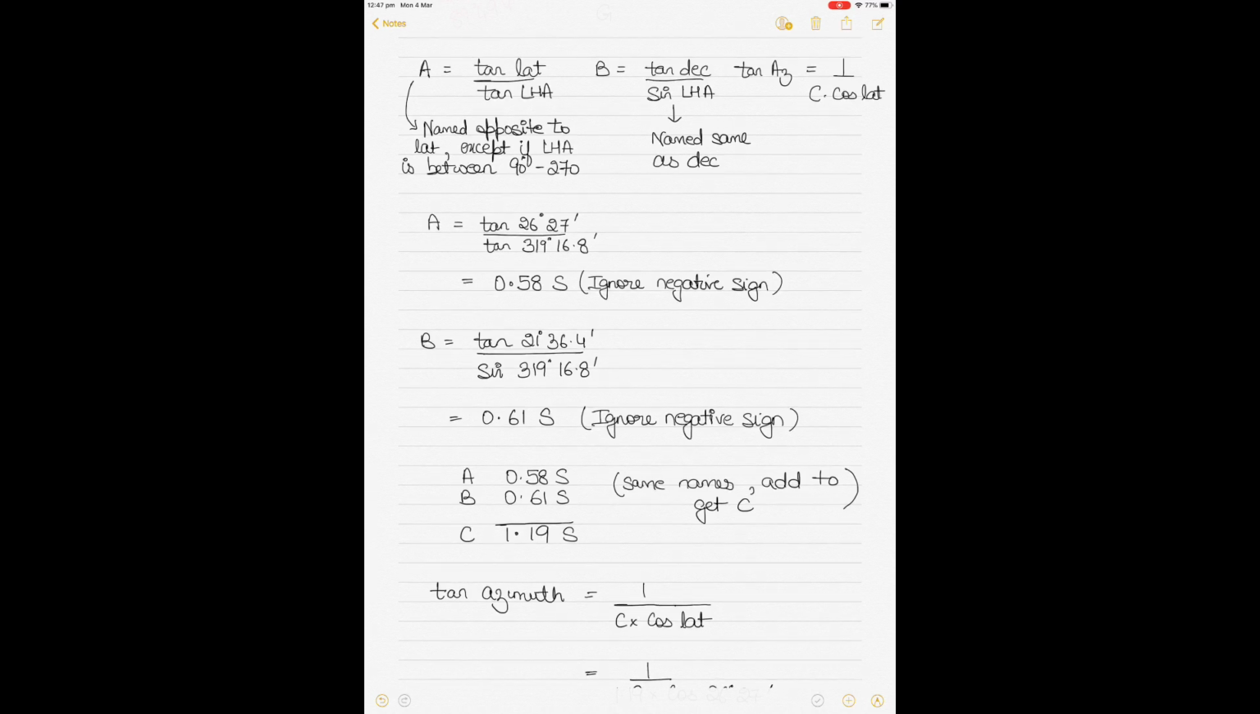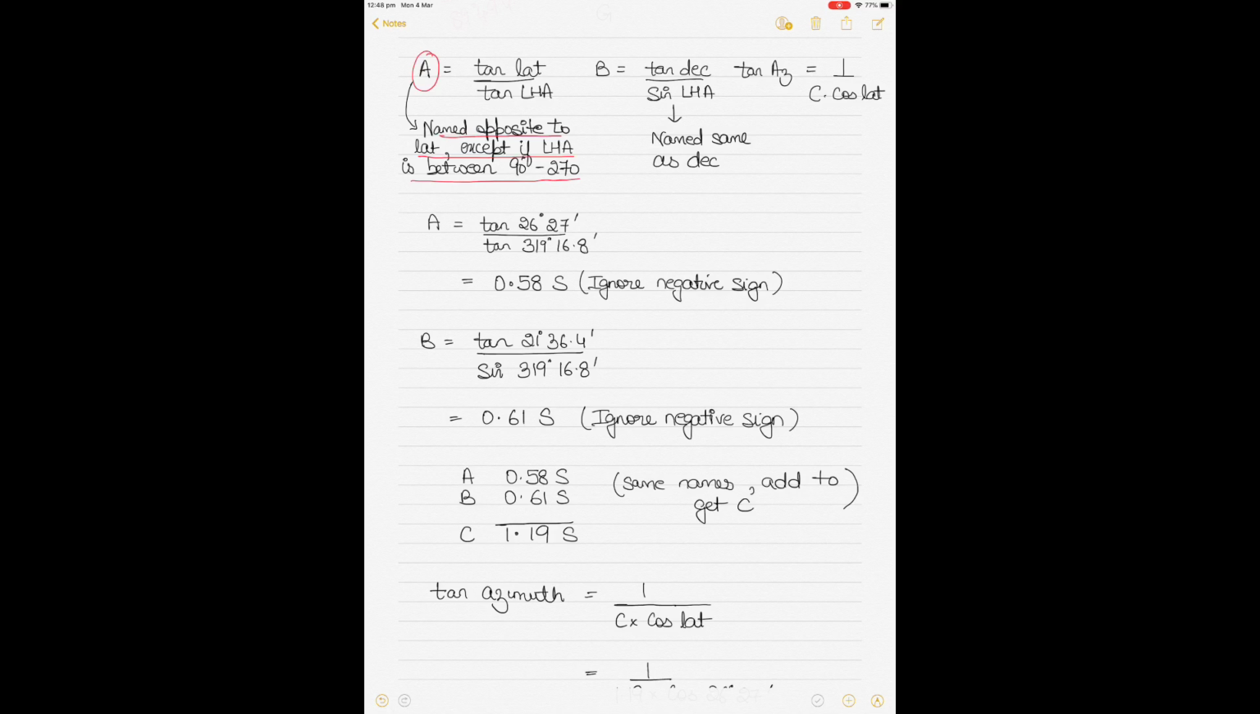To find the position line you have to find the bearing. To find the bearing you have to calculate A, B and C. Now your A, B and C are also calculated from the Norie's tables, but nobody does that anymore. You can use a scientific calculator, and these are the formulae given to you. A equals tan lat divided by tan LHA. It is named opposite to the latitude unless LHA is between 90 and 270. In your case LHA is 319 degrees and more, so it is not between 90 and 270, so A will be named opposite to latitude. If latitude in this case is north, you will name your A south.